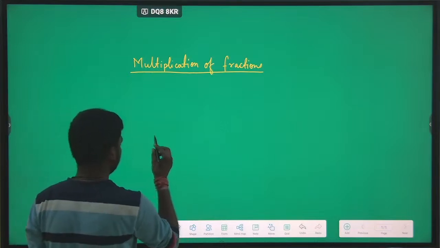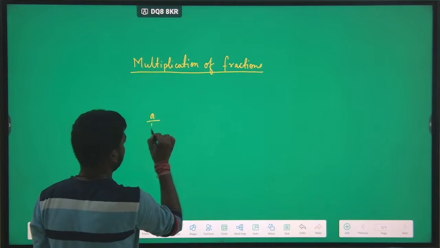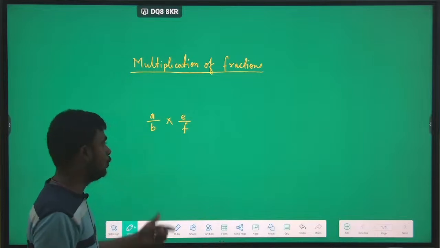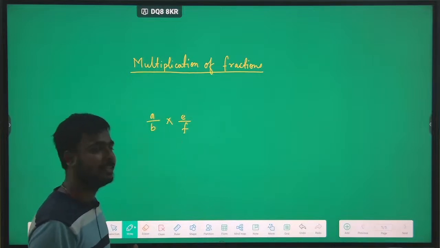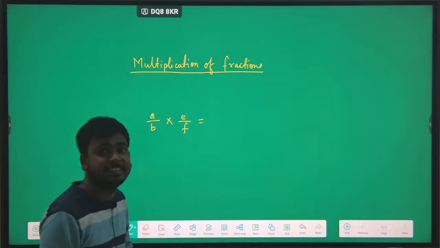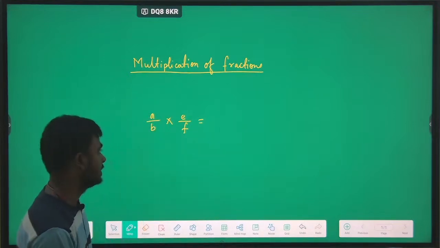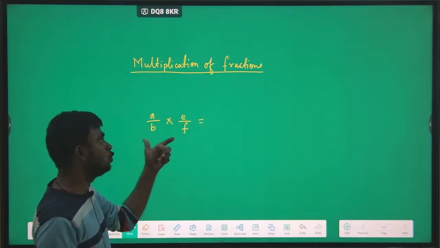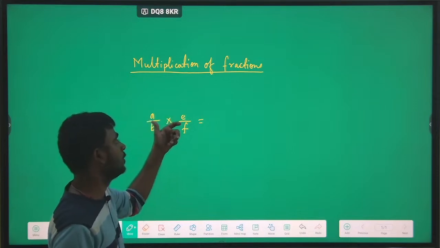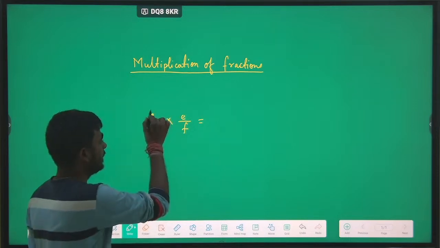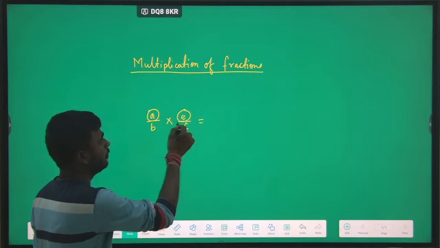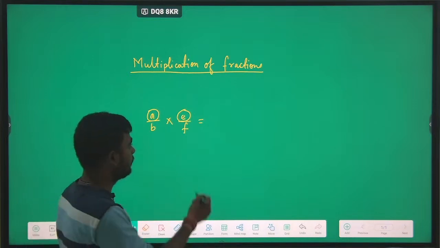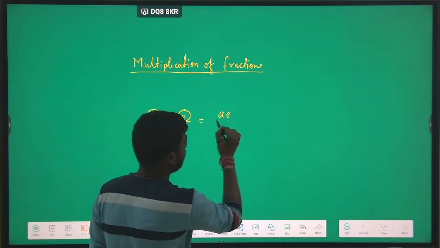So, let us suppose that our first fraction is a by b and the second fraction is e by f. Okay. So, what we are trying to do, we are trying to multiply these. So, how can we multiply? Is there some procedure for multiplying? Yes, there are certain procedures. The first procedure is, to multiply any two fractions, we have to multiply the numerator with the numerator. That means a is the numerator and e is the numerator in the two fractions. So, we will multiply a and e first. Okay. So, in the numerator, we will get ae.